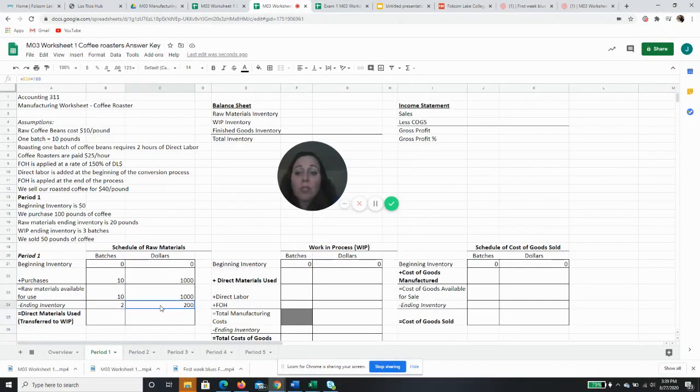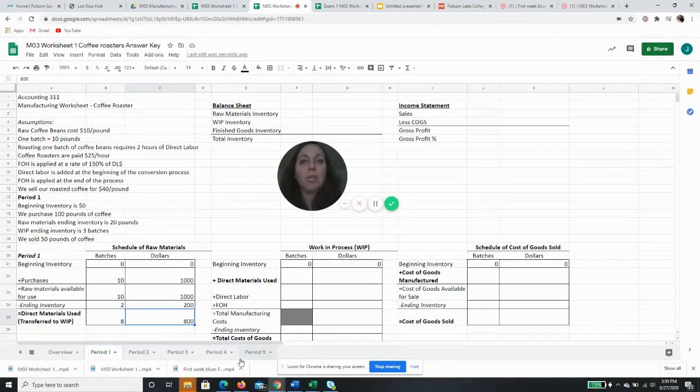Okay. So if there's only $200 worth sitting there, only 2 batches sitting in ending inventory, then I must have used the other 8. 10 minus 2 is 8 batches, and $800 must have gone into production. If I wanted to test that, I would take the 8 batches we have here, multiply it by the $100 raw materials cost per batch, and that would give me the $800. Okay, so that's my raw materials.